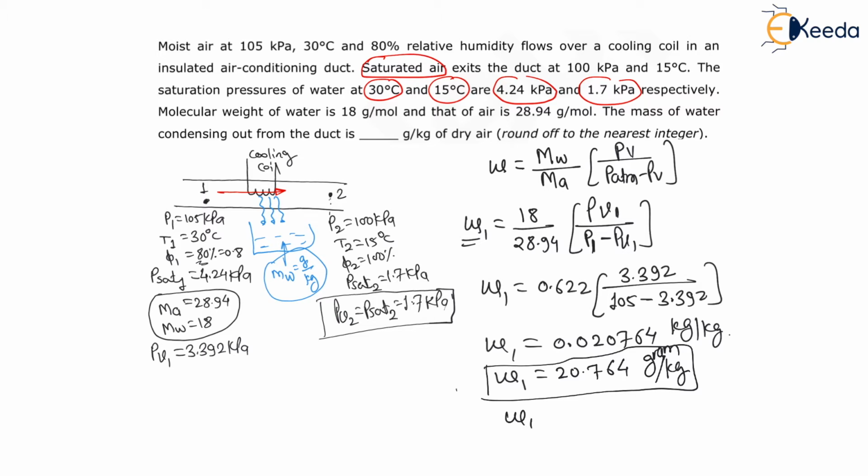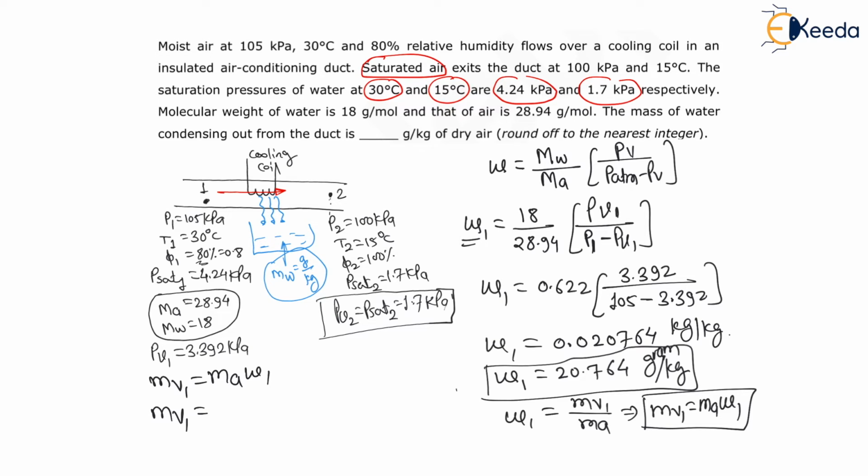Now, this specific humidity 1 can be written as mass of vapor 1 divided by mass of air. Mass of air is always constant. Here, in this case, mass of air at 1 is equal to mass of air at 2. Therefore, from this we can write mass of vapor at 1 is equal to mass of air into specific humidity at 1. Mass of vapor 1 is equal to mass of air into specific humidity 1.